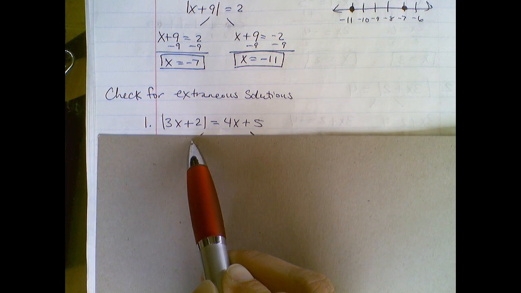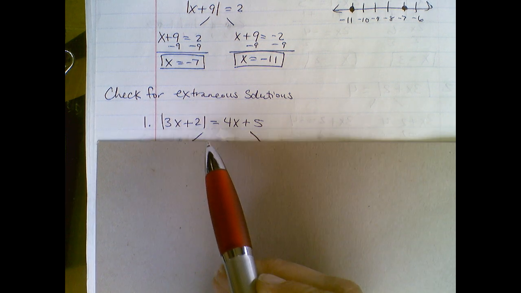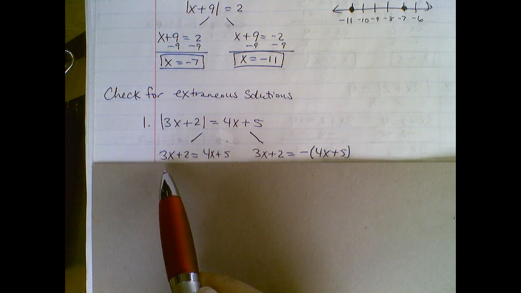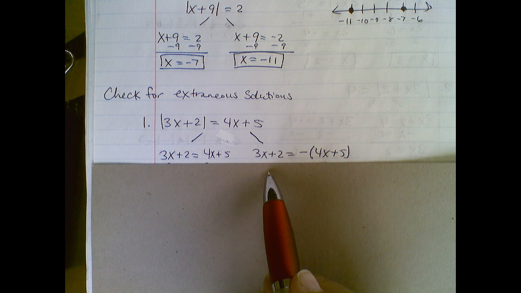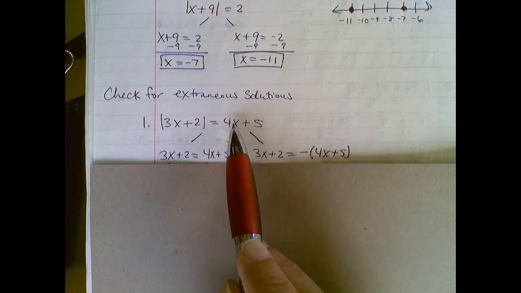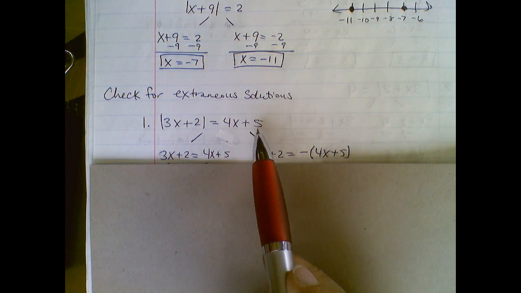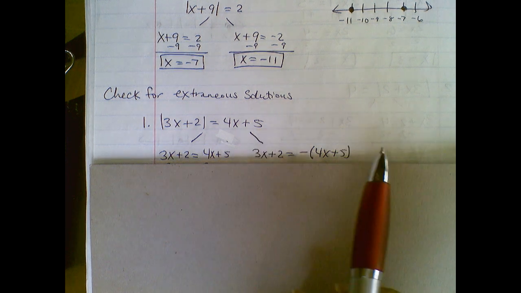I want to get rid of those absolute value bars, so I make my two problems. I have 3x plus 2 equals 4x plus 5. And then for the second problem, I need to negate both of those. So this one is positive, now it is negative. This 5 is positive, now it is negative.